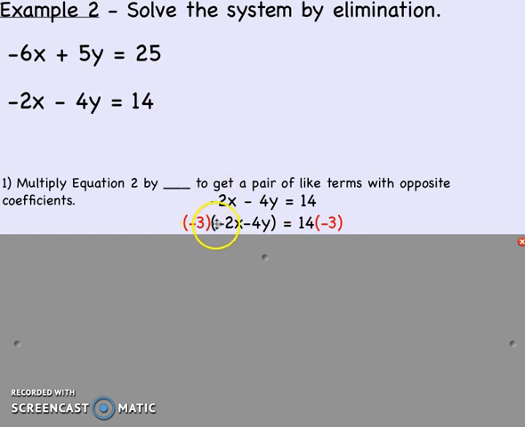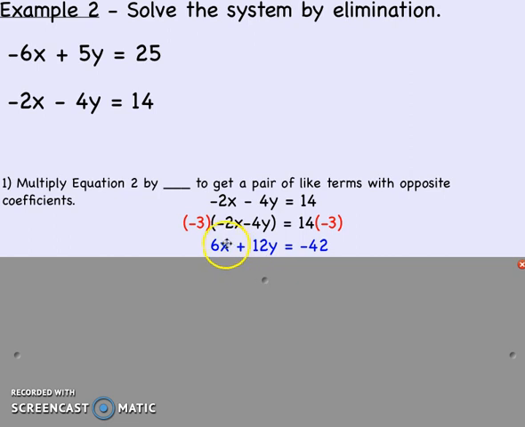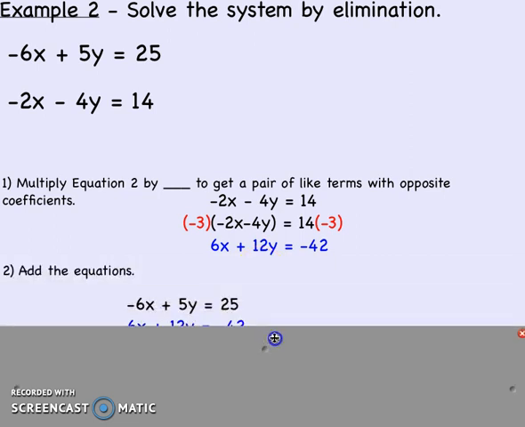I notice that I have this -3 in parentheses. I have this part of my equation in parentheses. I need to distribute that -3 to each term. So this now becomes -3 times -2x is 6x, and -3 times -4y is positive 12y. And on the other side, -3 times 14 is -42. So now I've created an equivalent equation, but now I have those opposite coefficients.